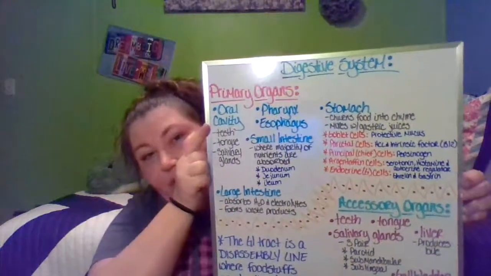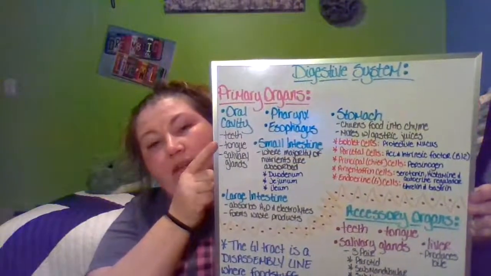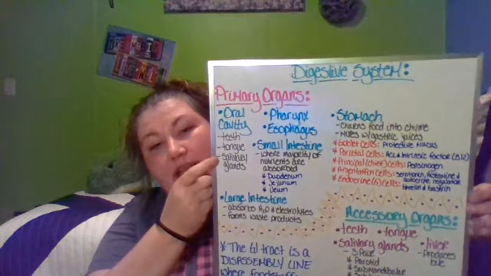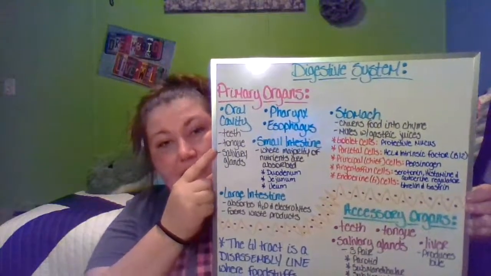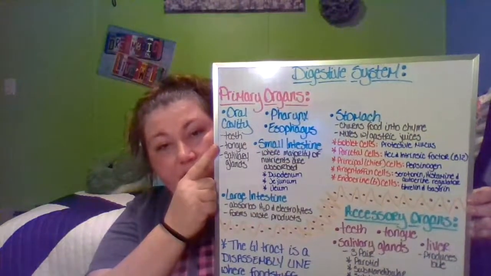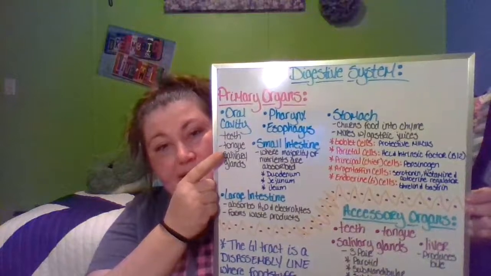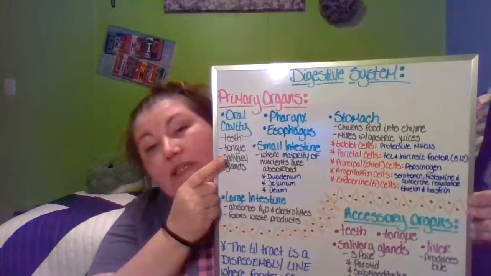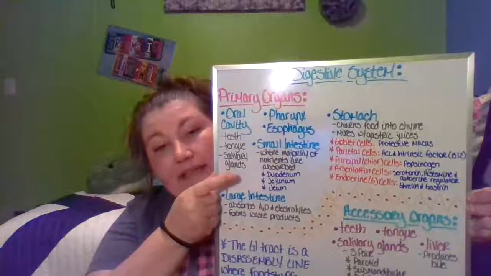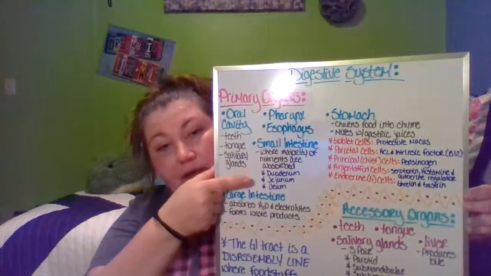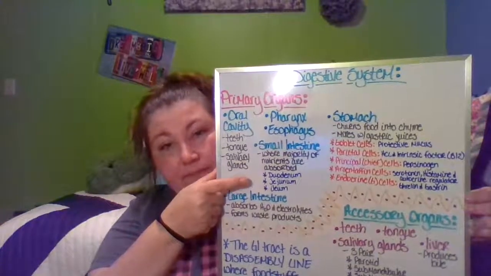Okay, so primary digestive organs. Up here at the top, you got the oral cavity. And in the oral cavity, you've got the teeth, the tongue, and the salivary glands. And then the pharynx and the esophagus. The small intestine is where the majority of our nutrients are absorbed. And it's divided into three parts: the duodenum, the jejunum, and the ileum.